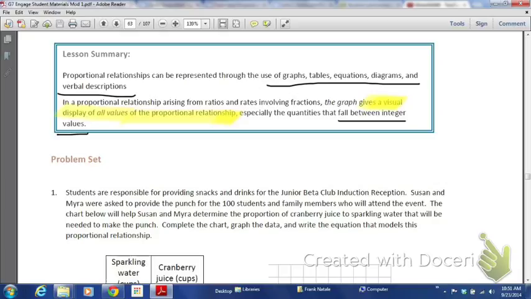I noticed in the problem set to come up, constant of proportionality comes up again, and just know that constant of proportionality is pretty much the same as your unit rate.